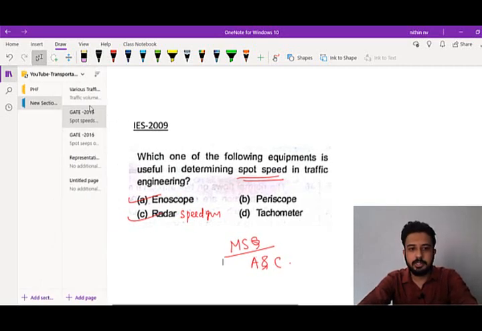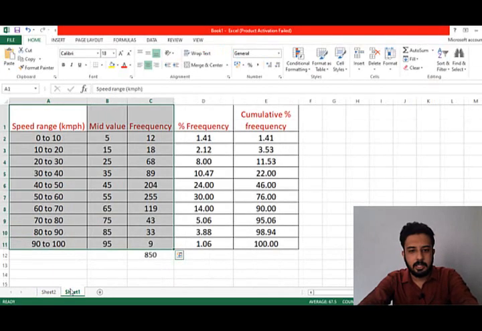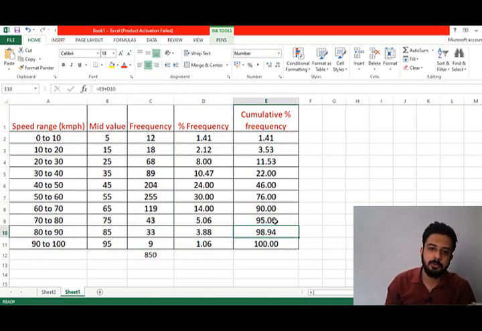One small thing I am just telling you. See, the 98th percentile speed is nothing but your design speed, right? Here we are not directly getting 98. We are getting values in between 98.94 and 95. Similarly, the 85th percentile speed we are not getting here. We are getting only 76 and 90.